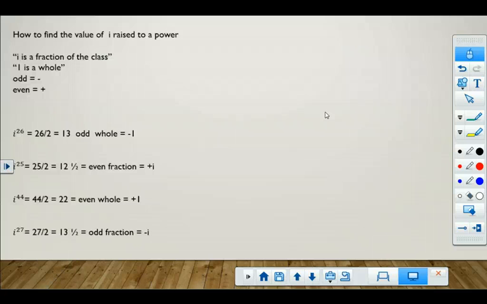So what do you do? You take the exponent and you divide it by 2. Why? Well, that tells you what you get. If you get a whole number, then it's 1. If you get a fraction, that means it's i. So let's look at i to the 26. 26 divided by 2 is what? Is 13 a whole number? Yes, so your answer is going to be 1. Now, is 13 odd or even? Odd, so it's negative 1.